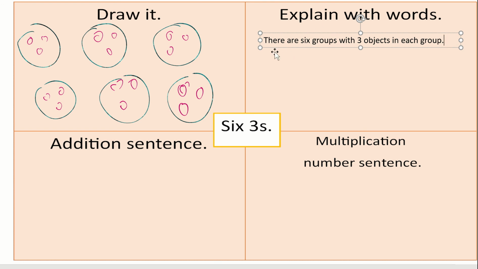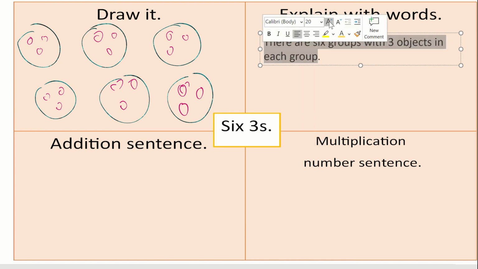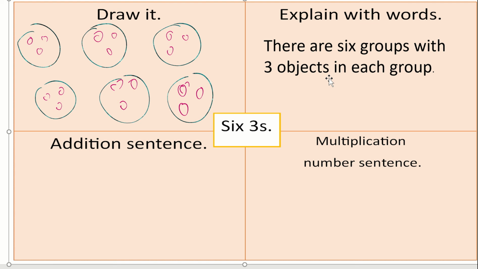So it might be there are 6 houses with 3 people in each house. There are 6 goals with 3 footballs in each goal. There are 6 bags with 3 apples in each bag. That's completely up to you, as long as it's nice and clear and it shows that you're understanding the concept. So we've drawn it, 6 threes. We've said there are 6 groups with 3 objects in each group.